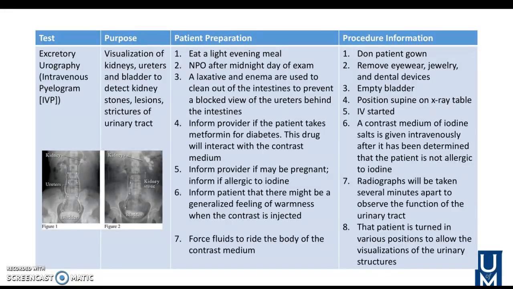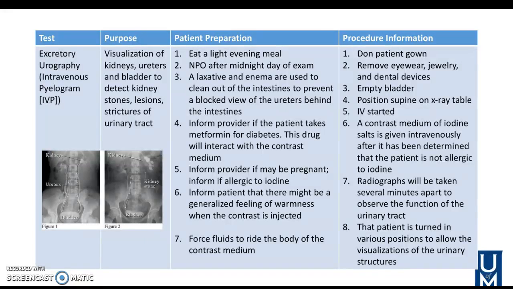So for these patients, we'll instruct them to eat a light evening meal, nothing to eat or drink after midnight the day of the exam. A laxative and enema are used to clean out the intestines to prevent a blocked view of the ureters behind the intestines. Then we're going to inform the provider if the patient takes metformin for diabetes. This drug can interact with the contrast media, so we need to make sure that the doctor has instructed them to stop taking it for a bit while they have this iodine in their system.